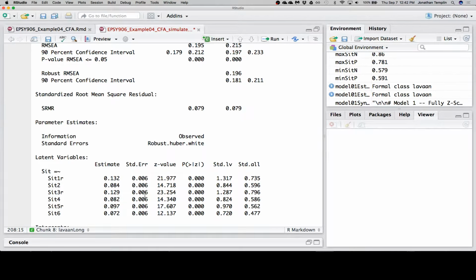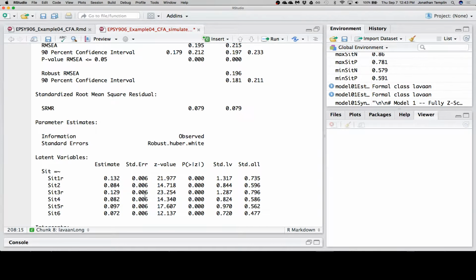std.lv is a very common method of setting the scale. In fact, have any of you taken Billy's IRT class? No. He's teaching it this afternoon. No, I think it's this afternoon. Maybe Bayesian is this afternoon. No, this afternoon. That's right, this afternoon.